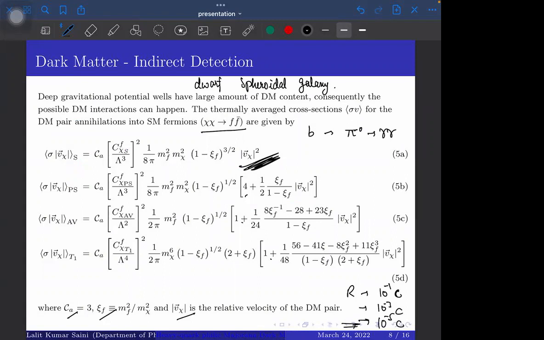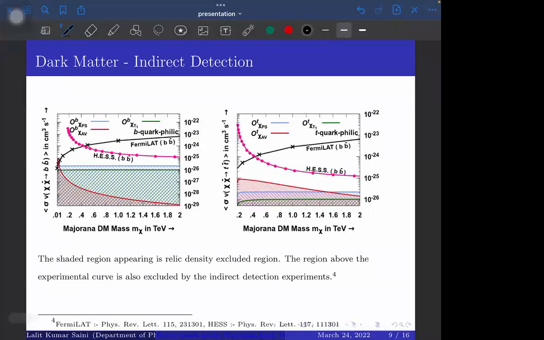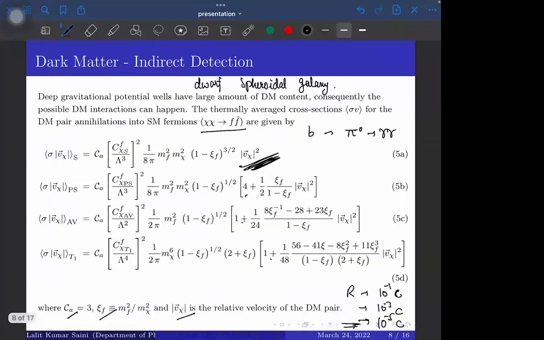For axial vector, there is one interesting thing happening: the curve is decreasing. What is happening here is that this term, which is not there in the others, is m_f² by m_χ². For low values of dark matter mass, this term is 1 plus 1/3 times m_χ² by m_f². For low dark matter mass, say around the mass of the fermion, the bottom or top, this is of the order of 1.